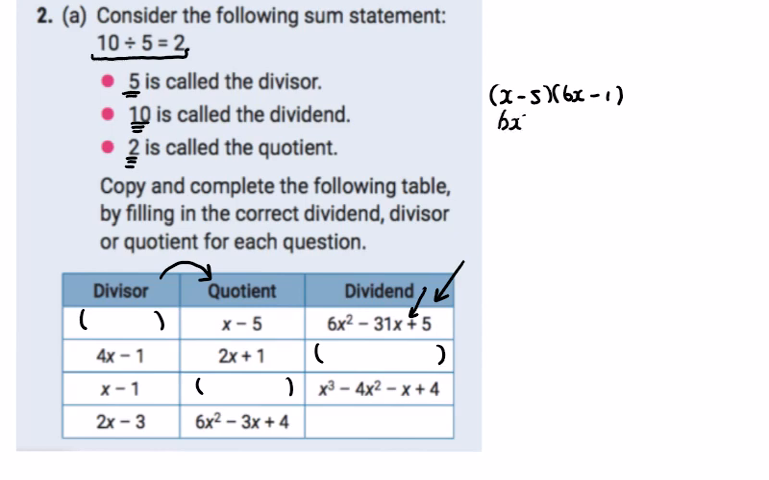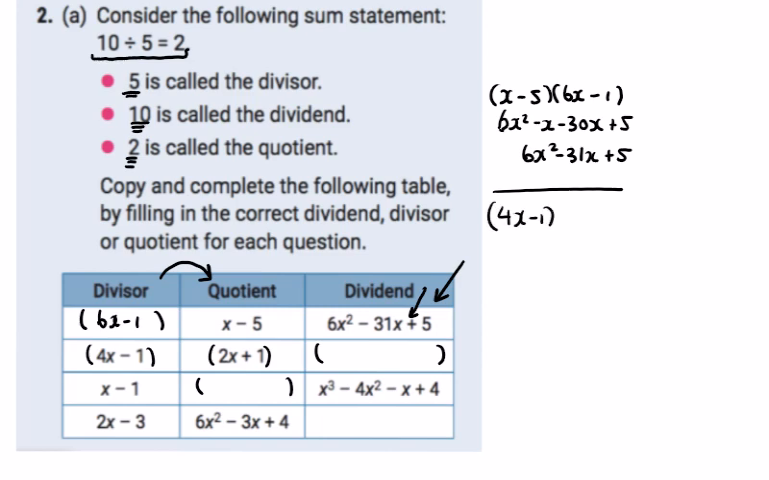So let's see what that works out to be. It's going to be 6x squared minus x minus 30x plus 5, which is 6x squared minus 31x plus 5. So we have our divisor, 6x minus 1, with 4x minus 1 and 2x plus 1. We just multiply them, to give 8x squared plus 4x minus 2x minus 1, which is 8x squared plus 2x minus 1.